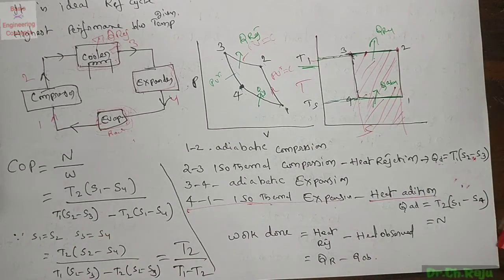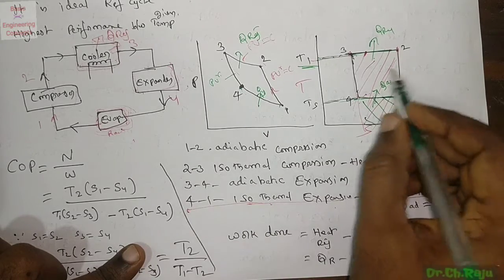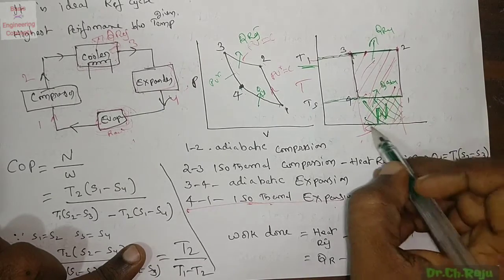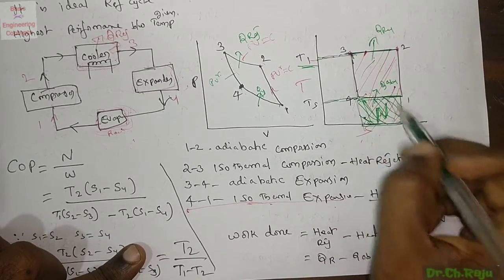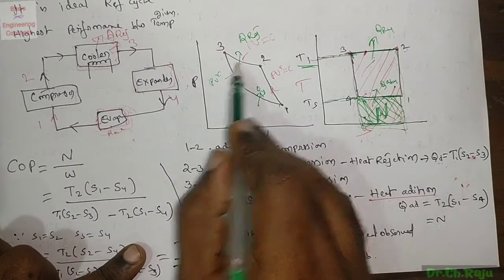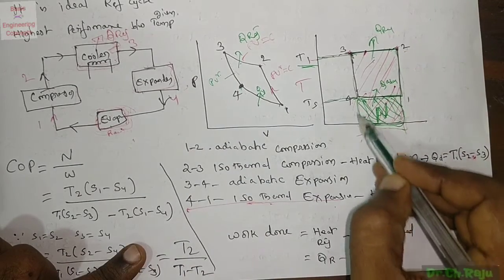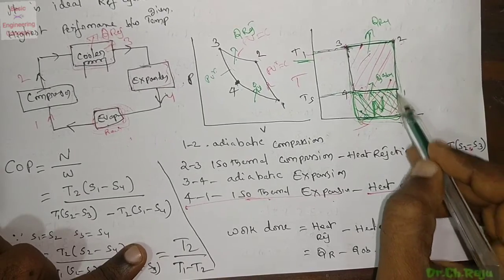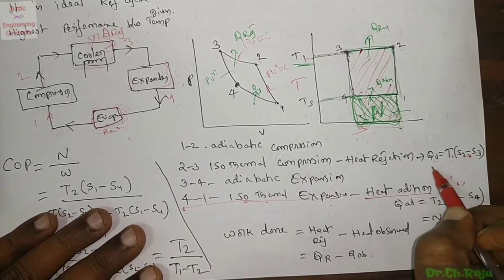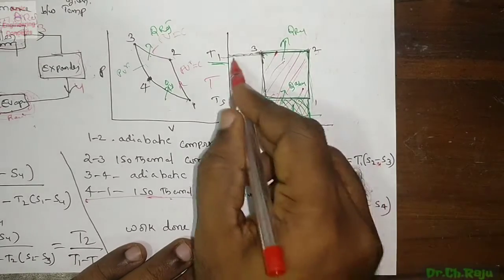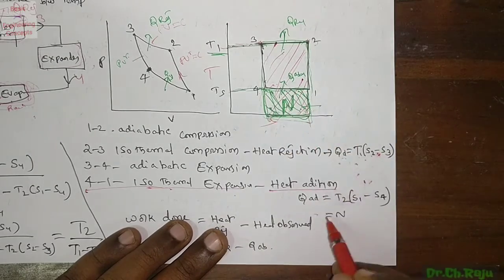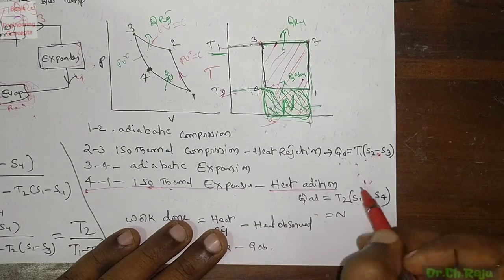In the 4-to-1 process, the isothermal expansion, there is heat addition. So in total this much heat is rejected at the cooler, but this much amount of heat is absorbed from the evaporator, and this is the refrigerating effect. So the heat rejected is QR equals T1 into S2 minus S3, at high temperature. The heat added is T2 into S1 minus S4. This is the refrigerating effect.